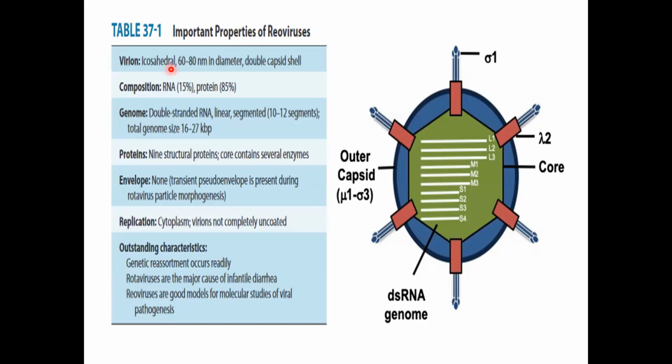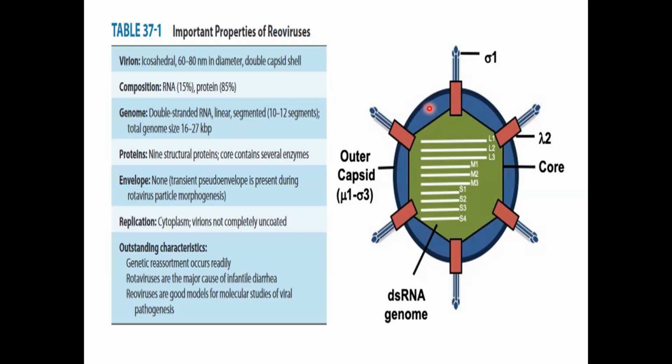First, your reoviruses are icosahedral. See, this is an icosahedral shape, and it's 60 to 80 nanometers in diameter. The majority of your reovirus is protein, 85%. And these proteins are necessary for replication of the virus.